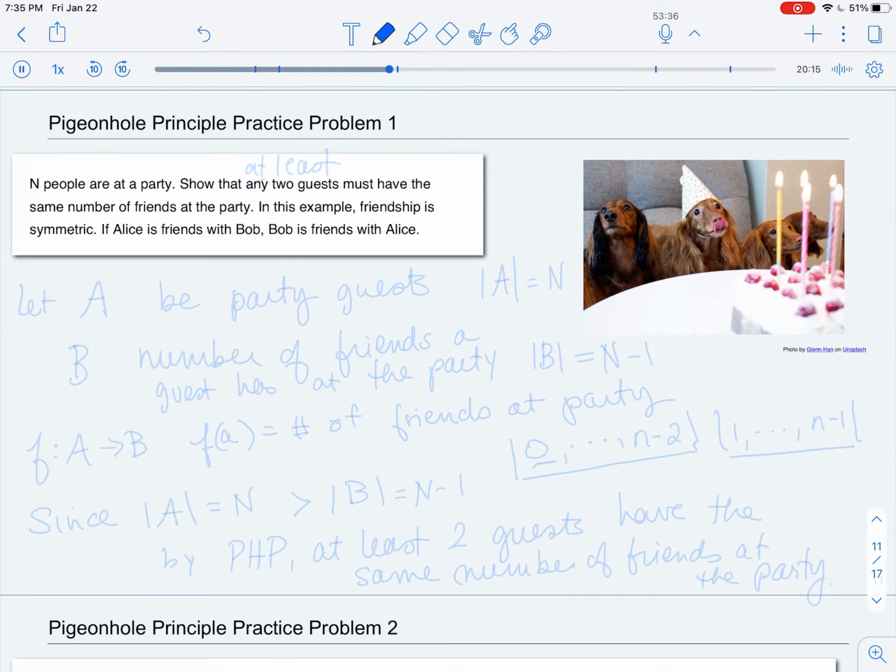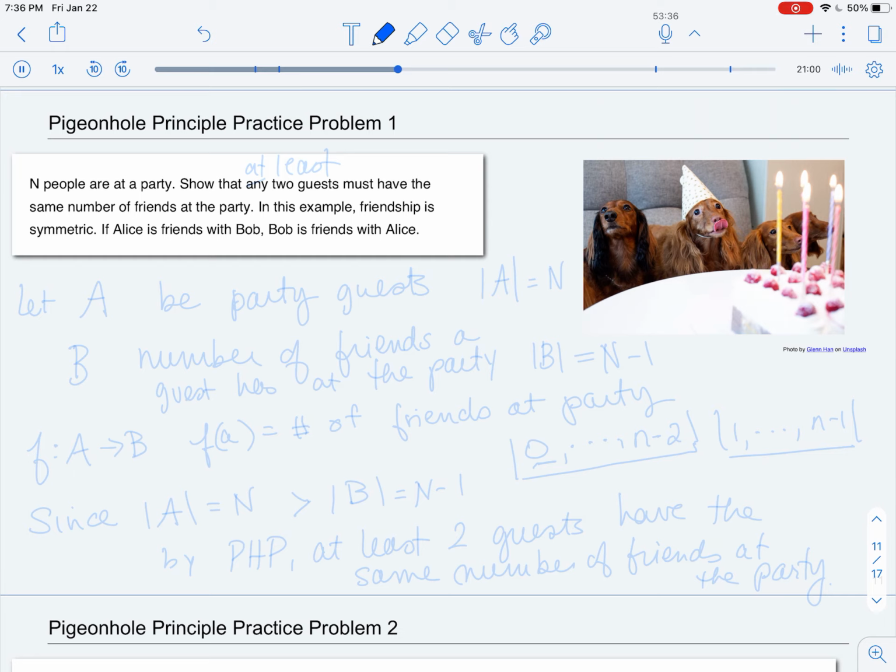Now, let's consider some more examples of applying the pigeonhole principle. But before we do that, I just want to mention a couple of important points. When we're applying the pigeonhole principle, the first thing we have to consider is what are our sets A and B, representing the pigeons and the pigeonholes respectively. Then we have to consider what is our function mapping the elements of the set A into the set B. And then we have to make sure that the size of the set A is greater than the set B in order to apply the pigeonhole principle.